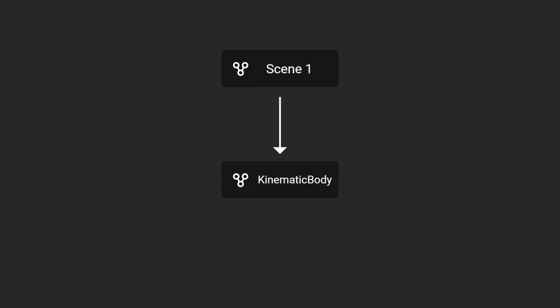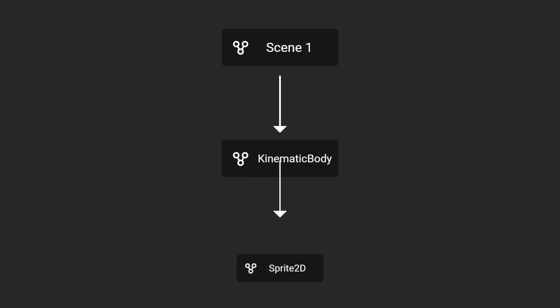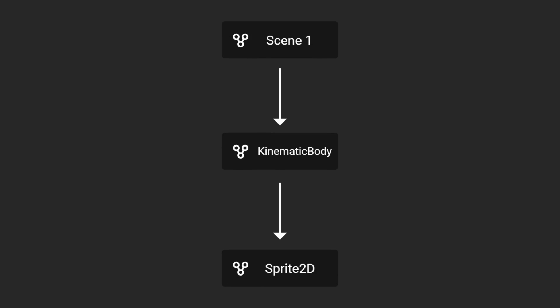Godot works with node structures. A scene is a node that has a collection of nodes. For example, scene 1 can contain a KinematicBody2D node with a Sprite node, each containing their properties.